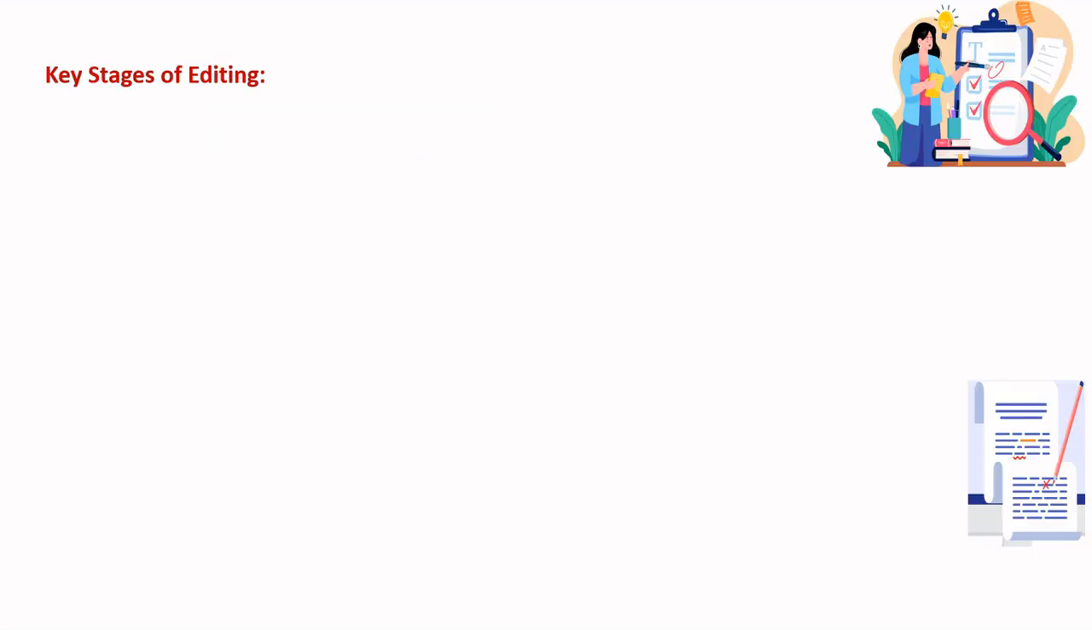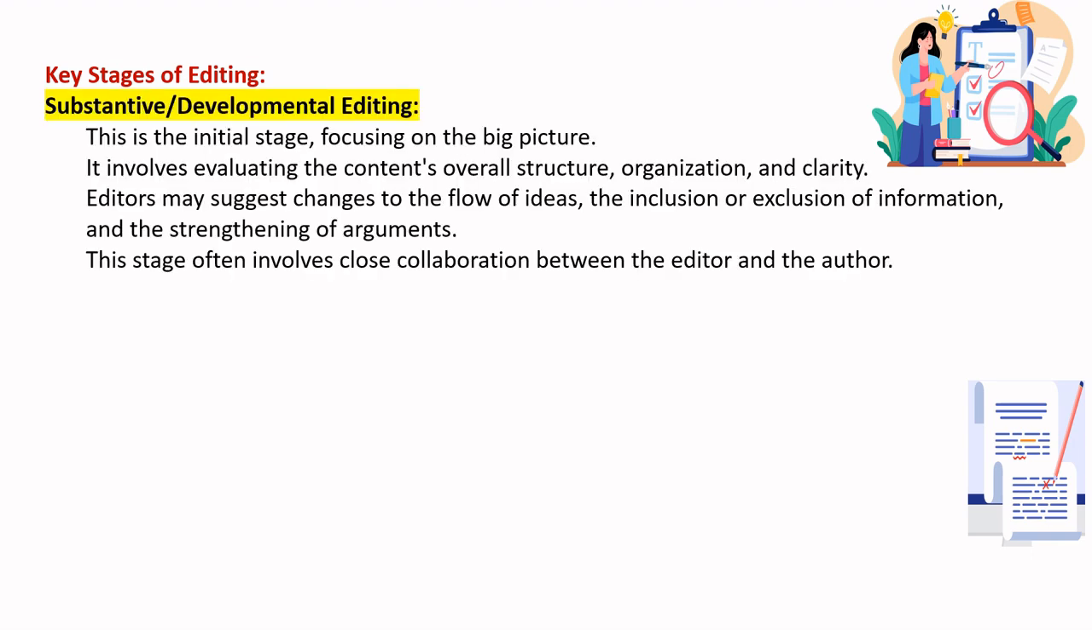Key stages of editing: substantive or developmental editing. This is the initial stage focusing on the big picture. It involves evaluating the content's overall structure, organization, and clarity. Editors may suggest changes to the flow of ideas, the inclusion or exclusion of information, and the strengthening of arguments. This stage often involves close collaboration between the editor and the author.